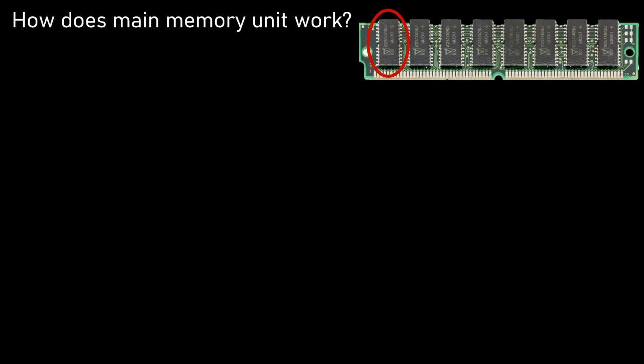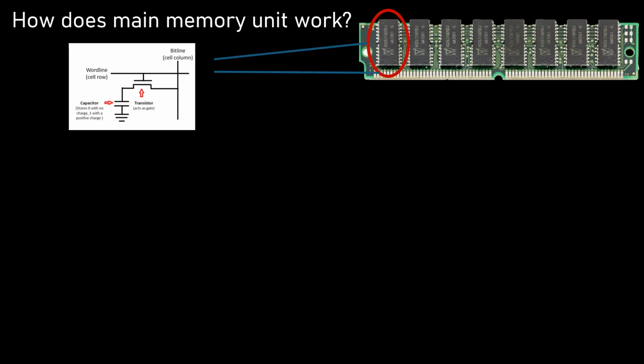DRAM is composed of multiple DRAM chips, each containing millions of DRAM cells. A DRAM cell is the fundamental building block of DRAM, consisting of a capacitor and a transistor. The capacitor stores 1 bit of data as an electrical charge, while the transistor acts as a switch, allowing access to the charge within the capacitor.